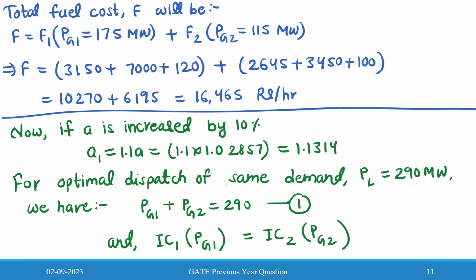We will also find the total fuel cost, because in the options it has been asked that you have to compare the power generated by generator 1 and the fuel cost. So the total fuel cost in the first case will be F1 plus F2, and correspondingly you put all the values along with the value of A. So we will get the value of F as 16,465 rupees per hour. This value we will need at the end.